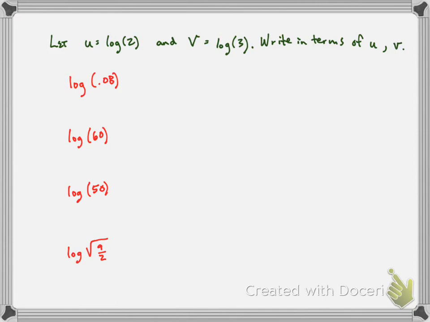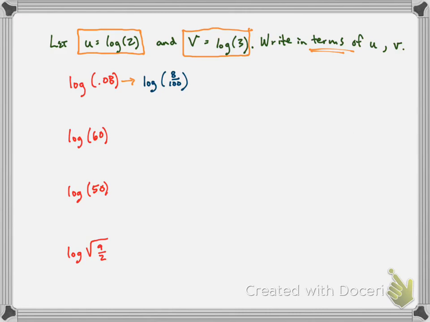In this next example, we need to think outside the box a little bit here. We're going to say u is equal to the log of 2, and v is equal to the log of 3. And our goal is to write this in terms of u and v. So in other words, when I rewrite the log of 0.08 or 8/100ths, for example, my answer should be in terms of u's and v's. So it's going to take an example or two before this clicks. Watch. The log of 8 over 100, or 0.08, is the same as the log of 8 over 100.